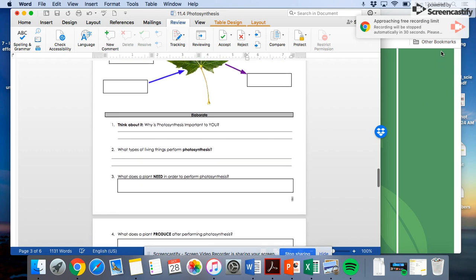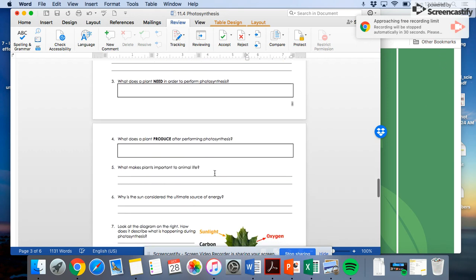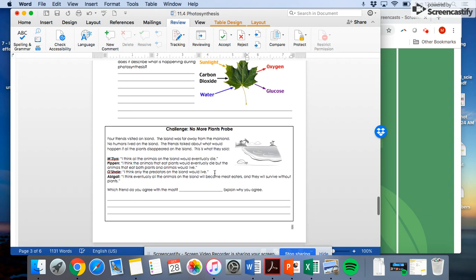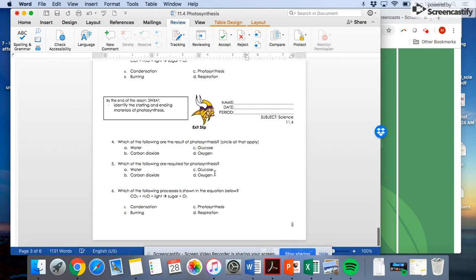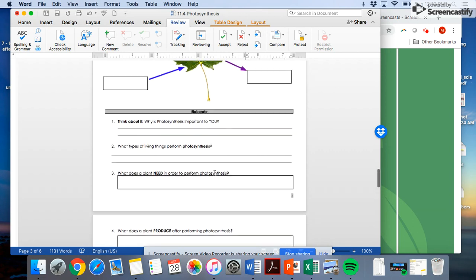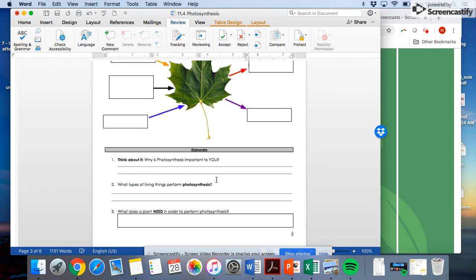Okay, now the rest of this, you see I'm reaching my limit. The rest of this, you are going to go ahead and answer on your own, including the exit slip. If you need help, Miss Lee will have an answer key, and she'll be able to check that for you. So go ahead and continue working and have a great rest of your day.